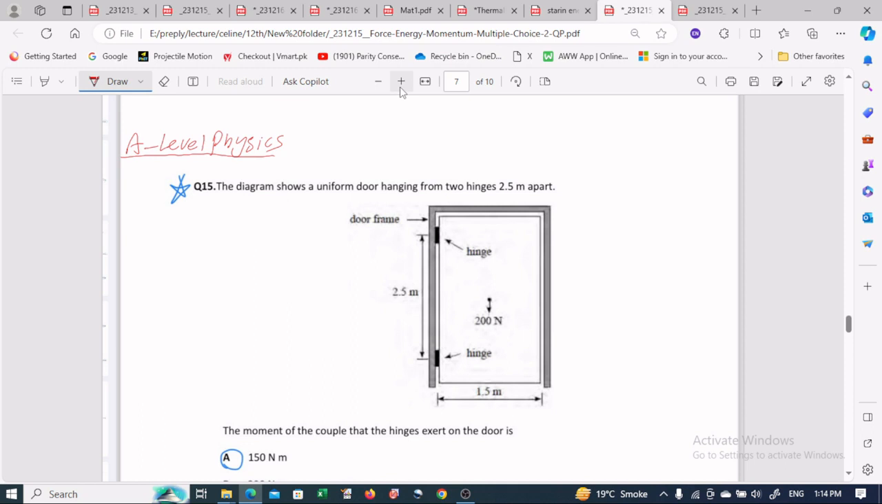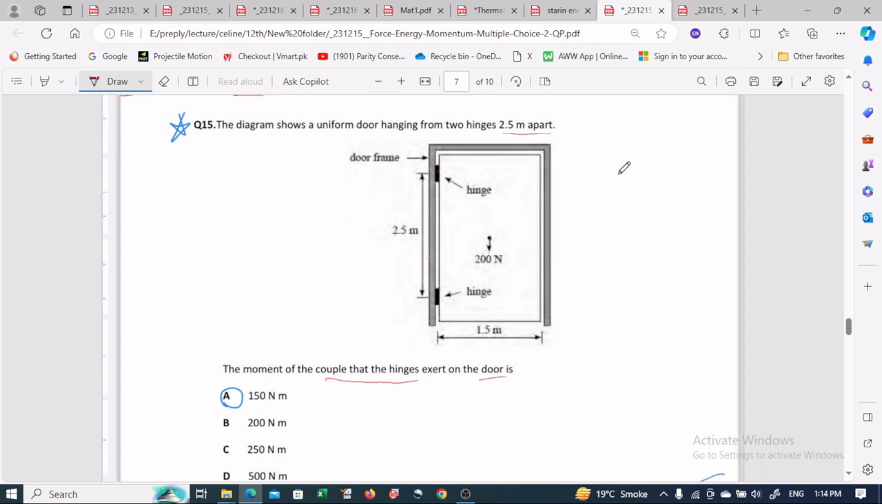I'm going to solve another A-level physics tricky question. Okay, this is question 15. The diagram shows a uniform door hanging from two hinges, 2.5 meters apart. We have to find the moment of the couple that the hinges exert on the door.